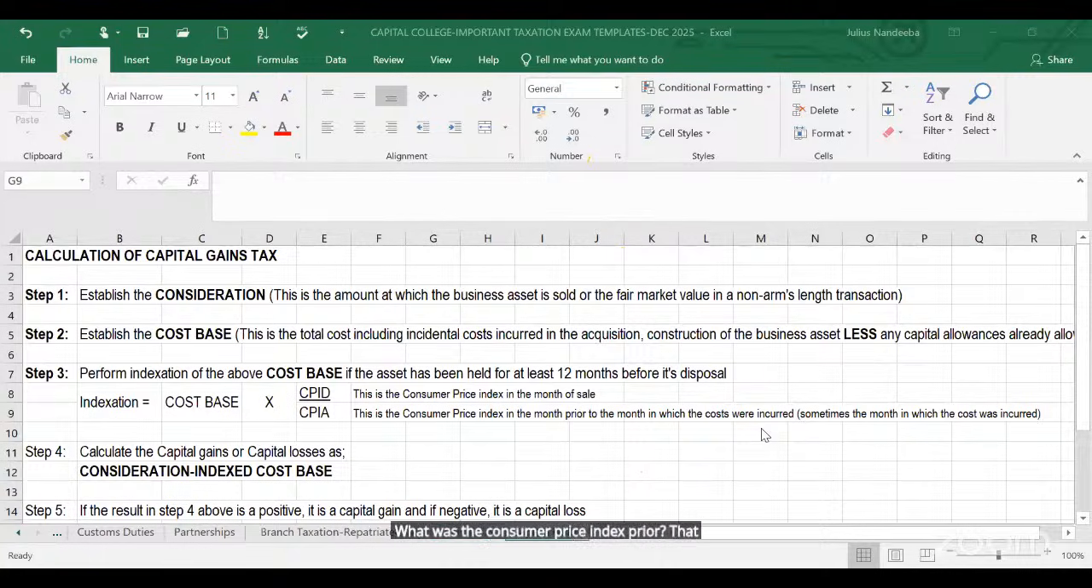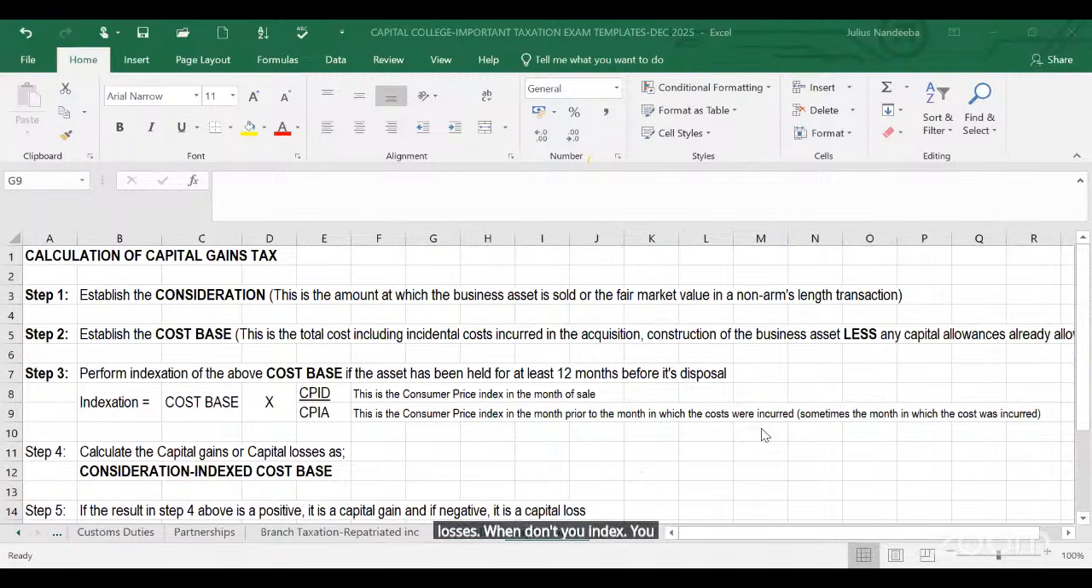That is the CPIA. The moment I get the cost base that I had, I multiply by CPID over CPIA, and I'll be getting what we call the indexed cost base. And it is the indexed cost base that I remove from the consideration to get my capital gains or capital losses. When don't you index?